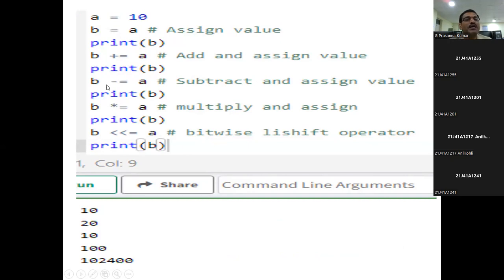Similarly, B minus equal to A, that is B minus A. B is 20, 20 minus 10 equals 10, and 10 is assigned to B. Similarly, B is 10, B star equal to A, that is B into A. B is 10, A is 10, 10 into 10 equals 100. Next is B left shift by A, which performs the bitwise left shift operation.